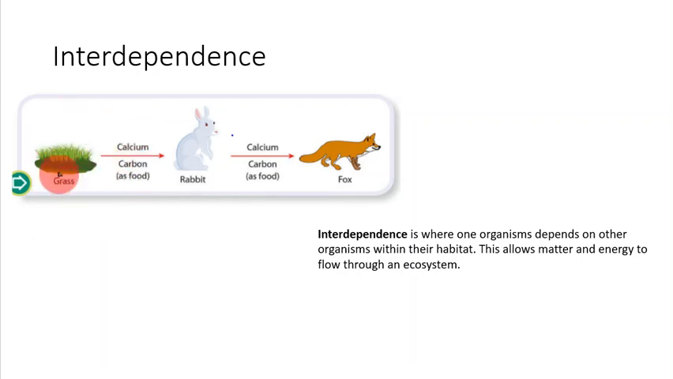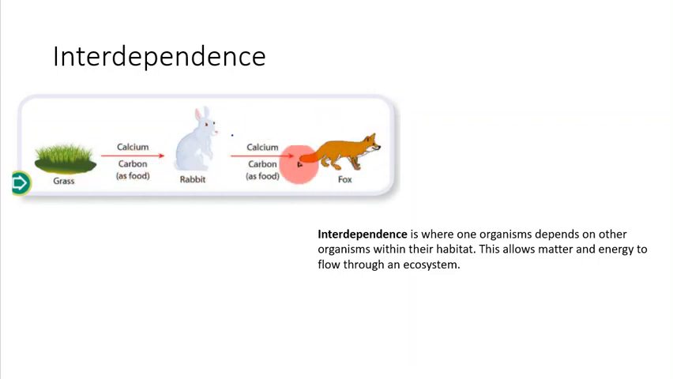Now this grass is a food source, for example, for a rabbit. The rabbit comes along and eats the grass, and the energy and the matter that's stored in the grass is absorbed by the rabbit. If you take the calcium and the carbon, it's absorbed by the rabbit, so it becomes part of the rabbit. Then that rabbit is a food source for foxes, and the foxes are going to absorb all of this energy and matter that the rabbit has stored up, and it's going to be part of the fox.